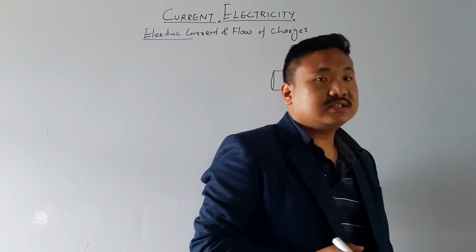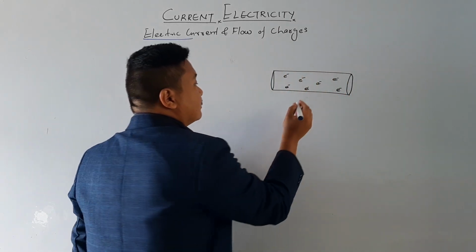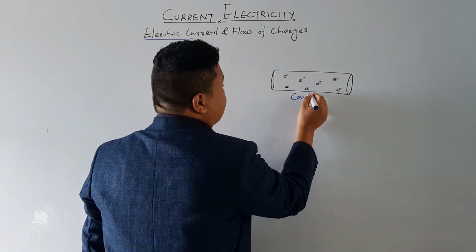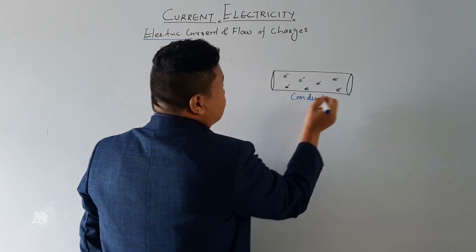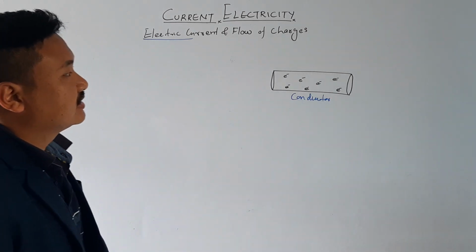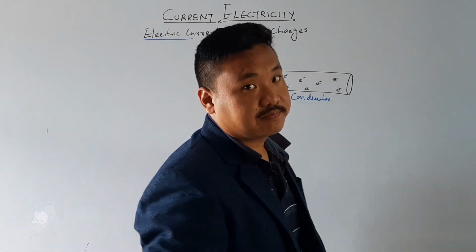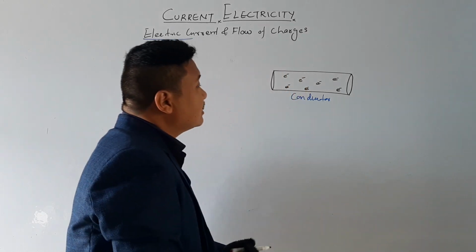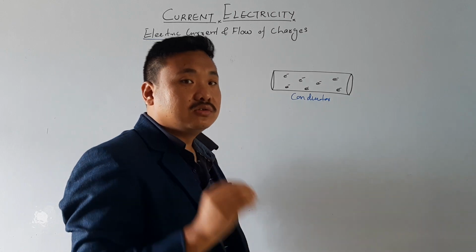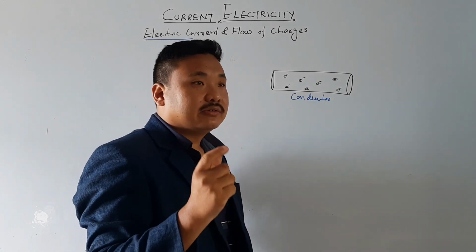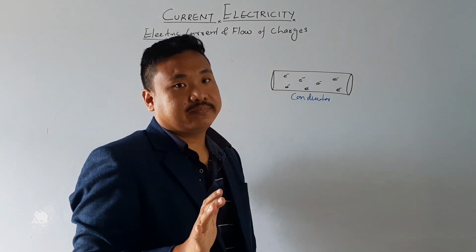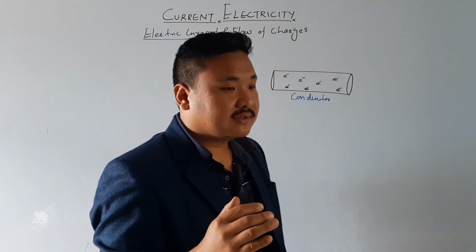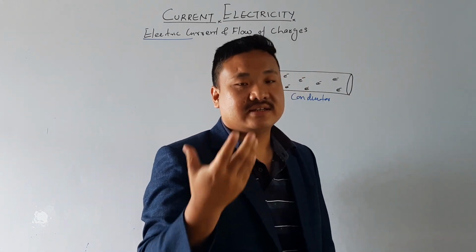First of all, let me consider a conductor. This is my conductor. In that conductor, there are many free charges. Now when the current flows, that we know from class 10, when we connect it with a battery. I will explain more in detail in the next lectures.